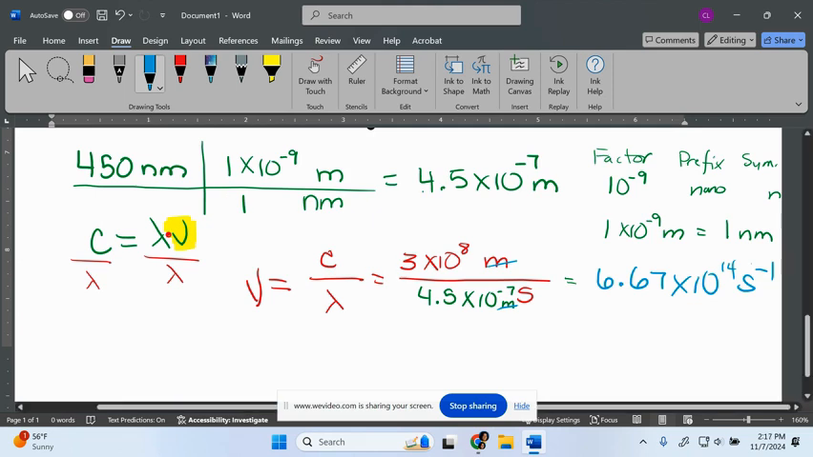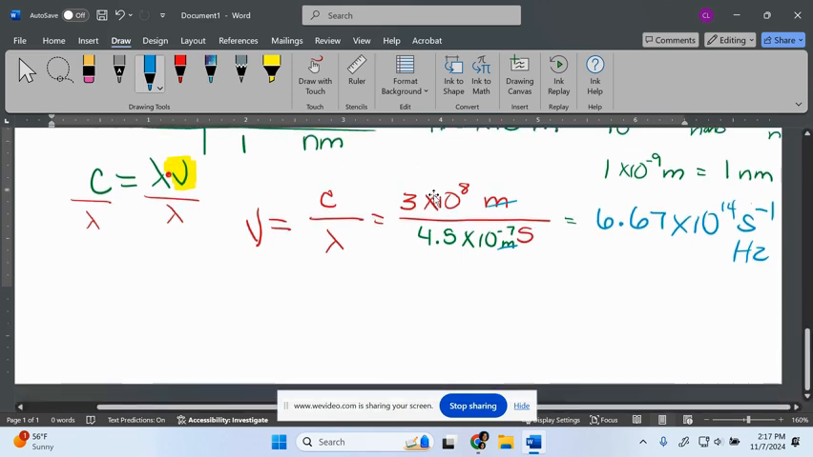Or what else does it equal? Hertz. Hertz are inverse seconds. Any issues or problems, anything that doesn't make sense on that one? All right, let's keep plugging away then. Control Enter.